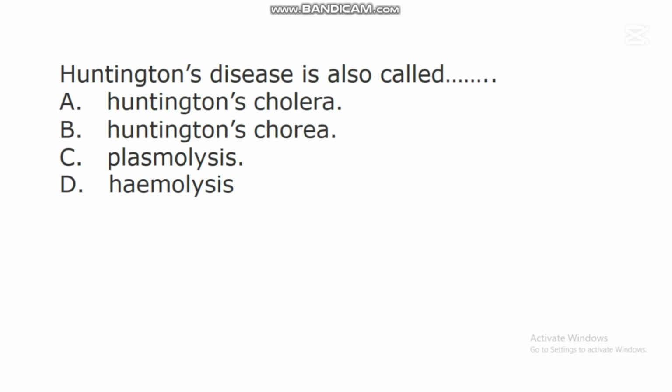The next question says, Huntington's disease is also called dash. A. Huntington's cholera. B. Huntington's chorea. C. Plasmolysis. D. Hemolysis. In this question, the correct answer is B. Huntington's chorea. This disease, known as Huntington's disease, is also regarded as Huntington's chorea.